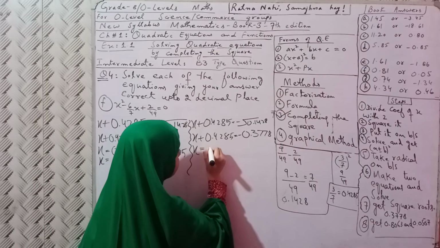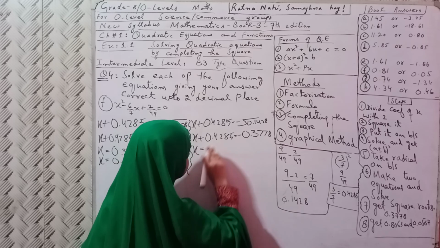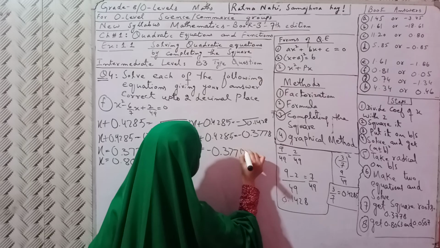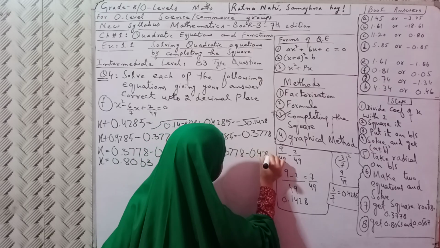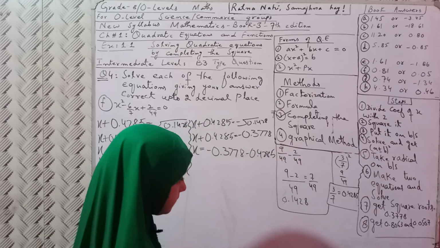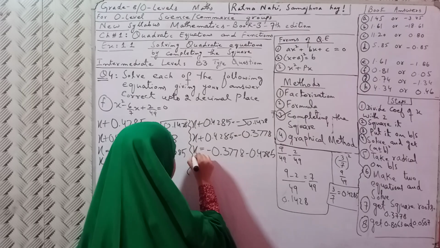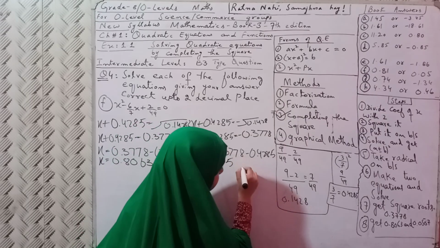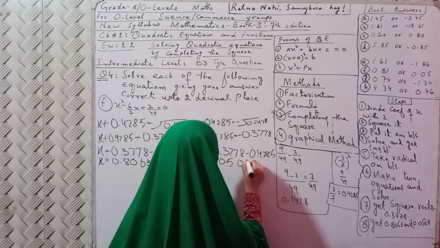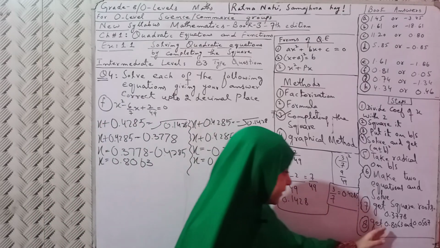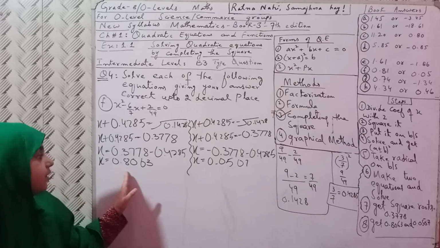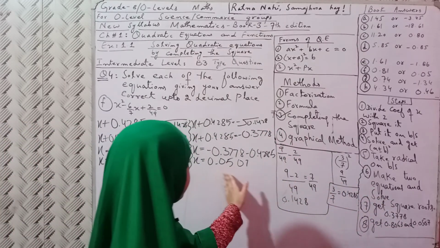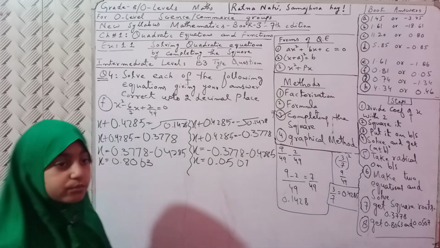So x is equal to minus 0.3778 minus 0.4285. Then x is equal to 0.0507. Now we get 0.8063 and 0.0507. Now we can do the round off.